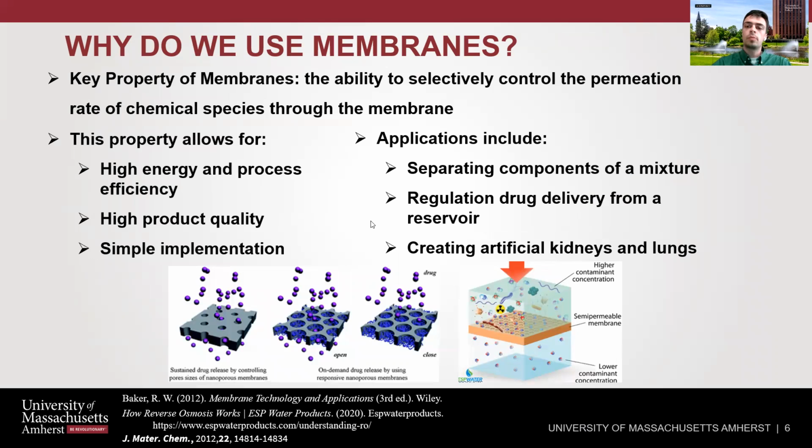So why do we use membranes? Well, a key property of membranes is their ability to selectively control the permeation rate of chemical species through the membrane. This characteristic allows for high energy and process efficiency, high product quality, which means high purity, and usually membranes can be implemented simply and combined with other processes to achieve multiple goals.